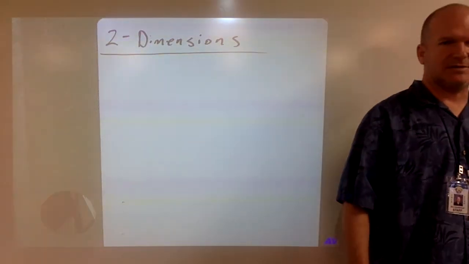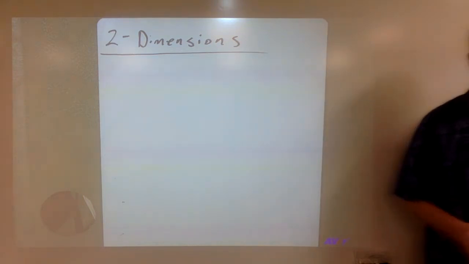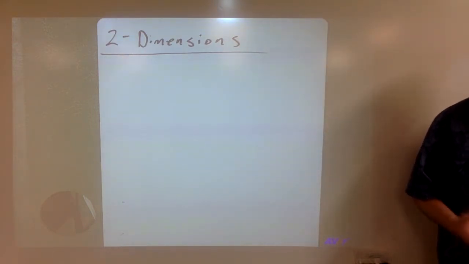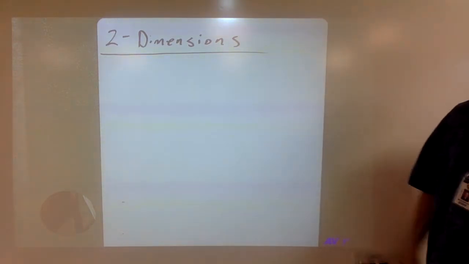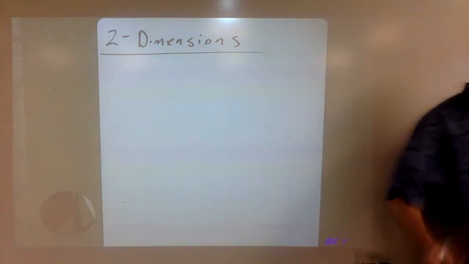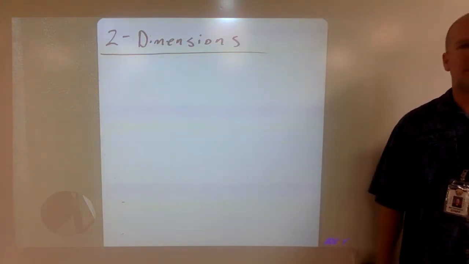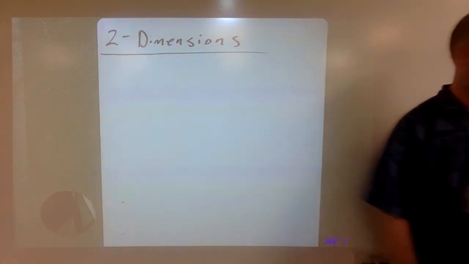Yesterday we talked about zero and one dimensions. A zero dimension is a point, one dimension is a line, a segment, or array. Today we'll talk about two dimensions. Two dimensions, unlike a line that only has length, has length and width.